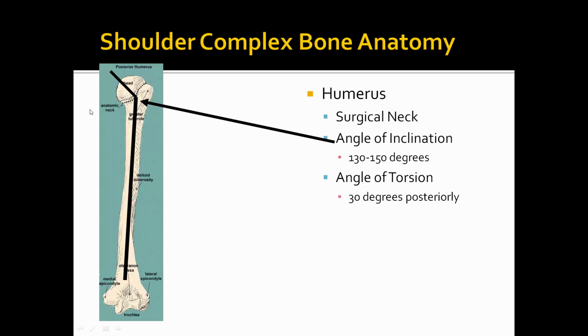So again, with the humerus, you have an angle of inclination, which is typically 130 to 150 degrees. It's an angle made up from the humerus bone and how the head of your humerus is made, and that makes up an angle, which is called the angle of inclination.